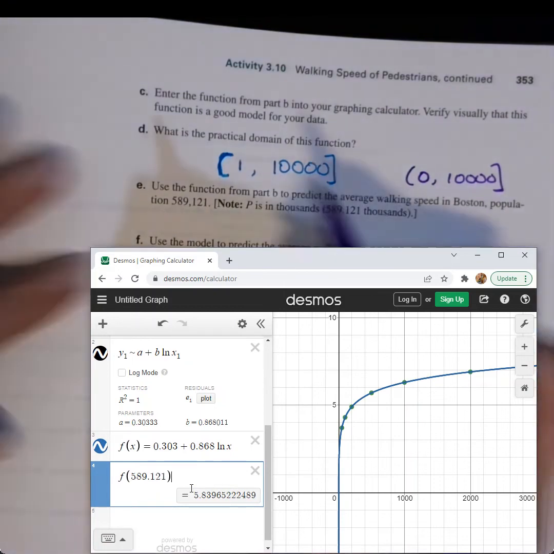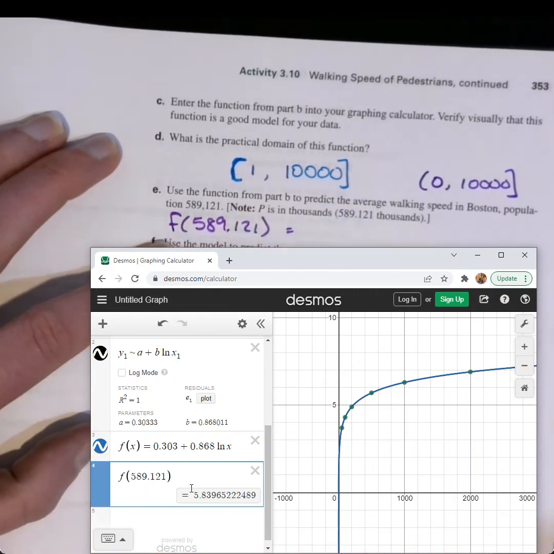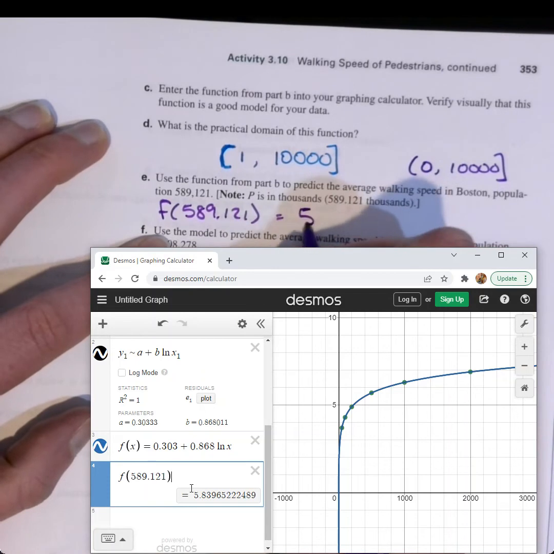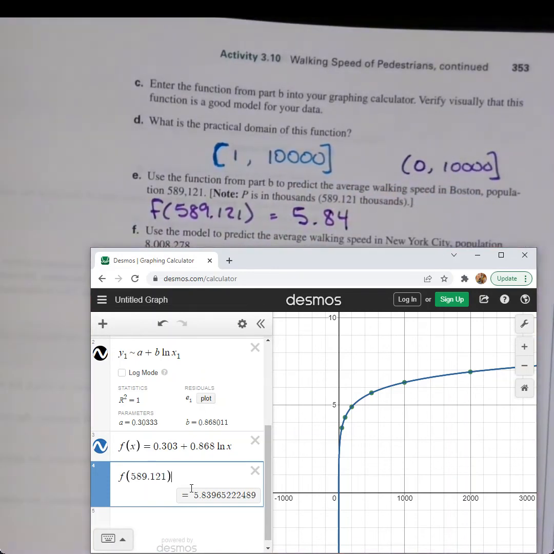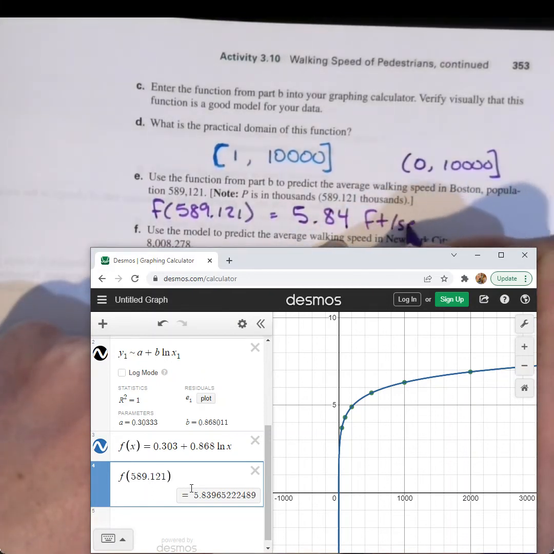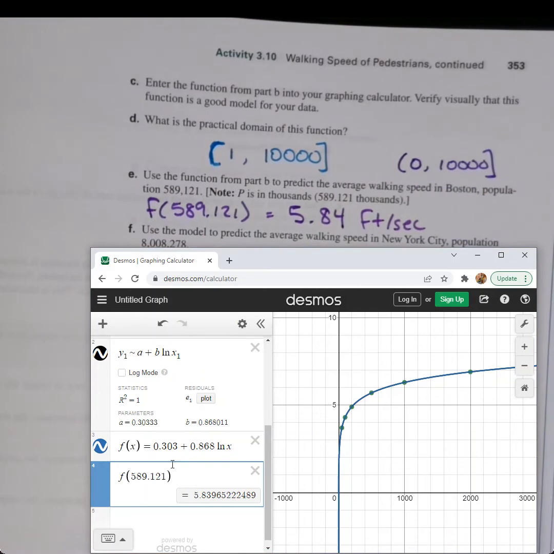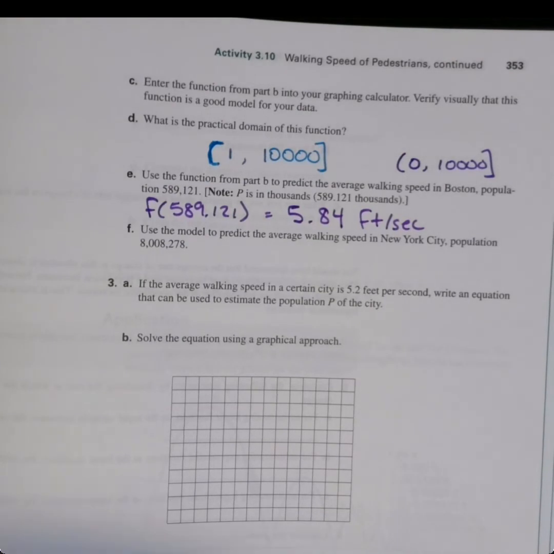All right. So f of 589.121 gives us 5.84. I need some units real quick: feet per second for the walking speed. All right. So within reason, it looks like our last data point had 2 million people in the city, and they walked at 6.9 feet per second. So that's just somewhere in the middle for our prediction.